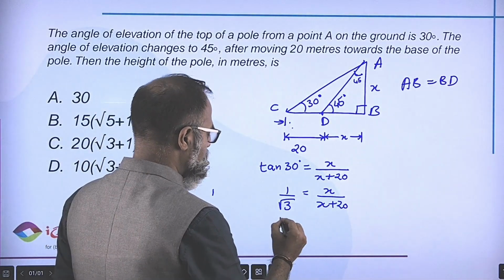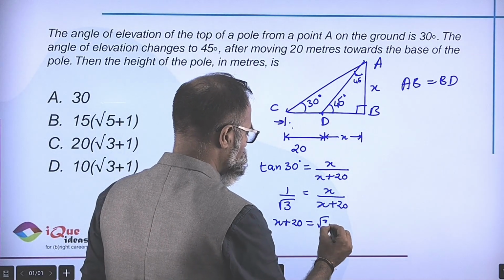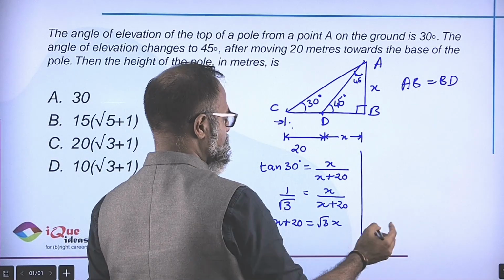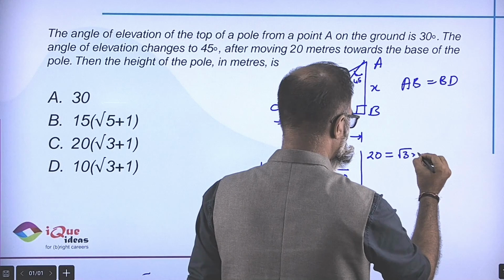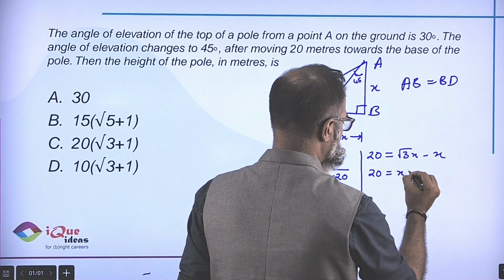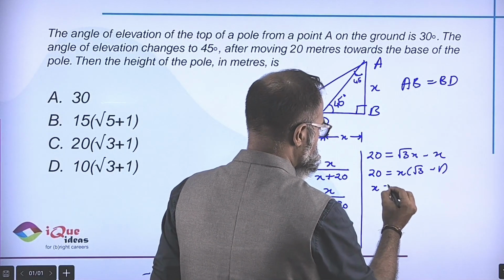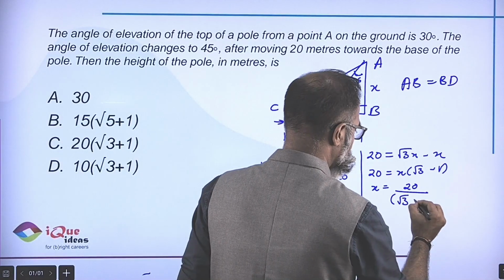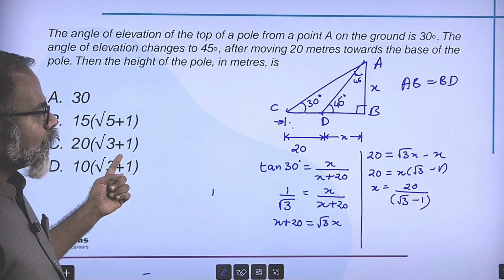Let's cross multiply. So x plus 20 is equal to root 3 x. So now taking the x on the other side, 20 is equal to root 3 x minus x. So 20 is equal to x into root of 3 minus 1. So x is equal to 20 divided by root of 3 minus 1. But I don't have any of the options with a denominator.